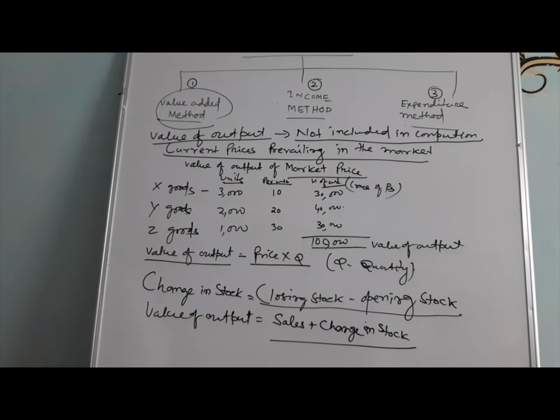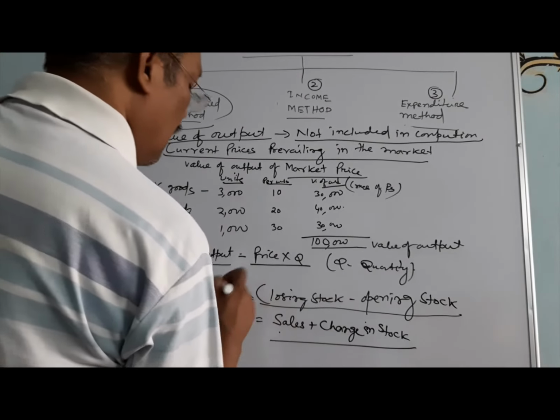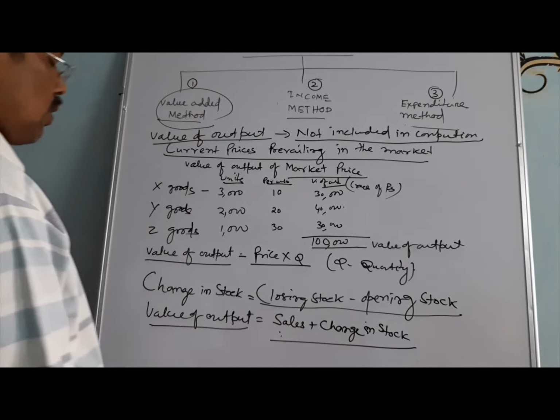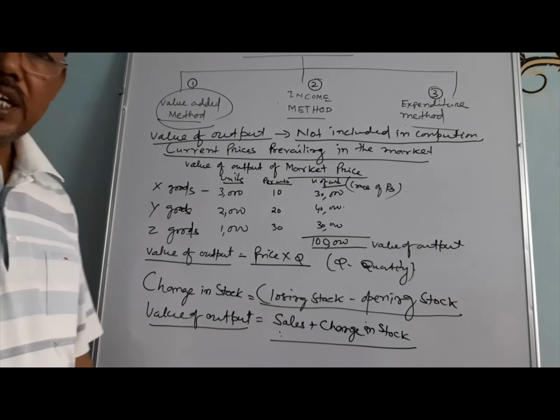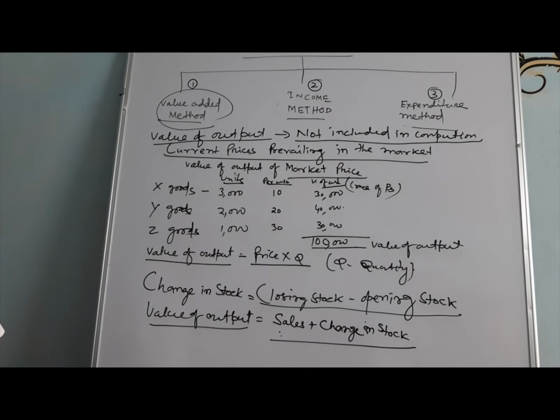So, value of output of a farm is the sum total of the value of sales of the farm during the year plus the value of change in stock in an accounting year. Symbolically, in formula I write here, sales plus change in stock equals value of output. This is to be called the value of output.